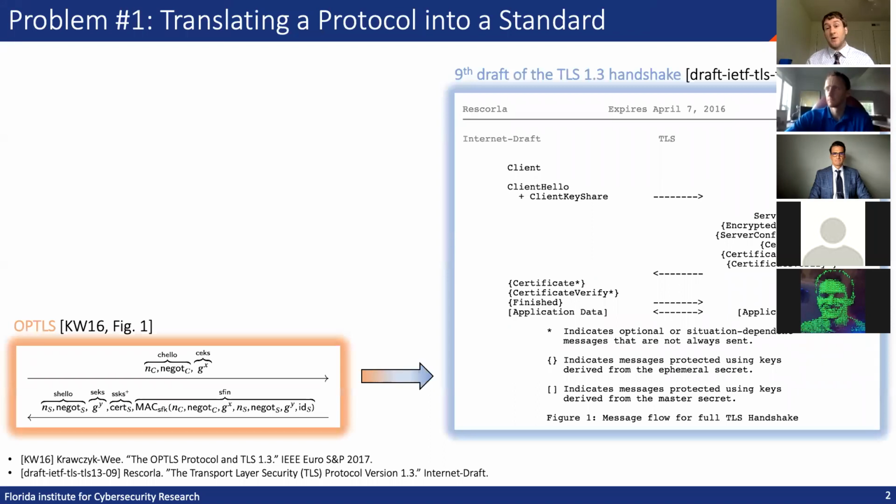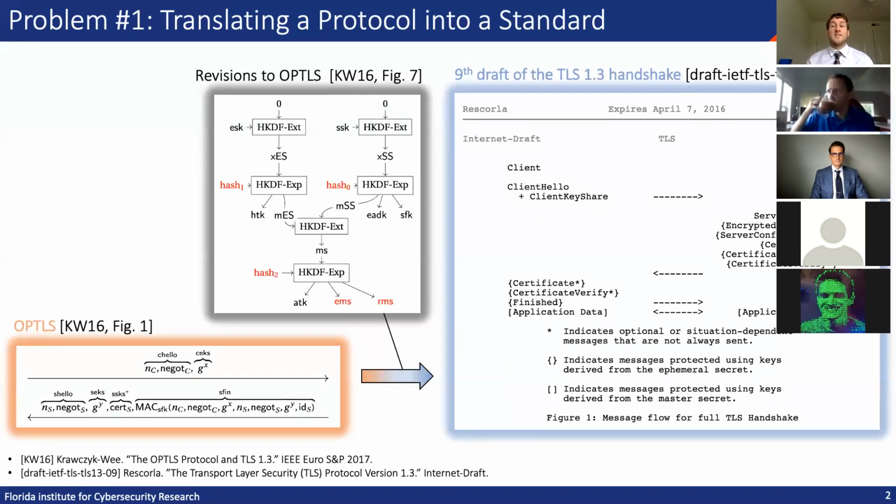In that spirit, an early draft of TLS 1.3 was based on a protocol called OPTLS, which itself has a security proof, and OPTLS was designed to meet the needs of the new standard. Even so, significant changes were made to OPTLS in the process of translating it into the draft. And this is typical, actually, of the standardization process. The protocol's original designers won't be able to foresee all of the practical considerations that the standard needs to address, so changes are often necessary.